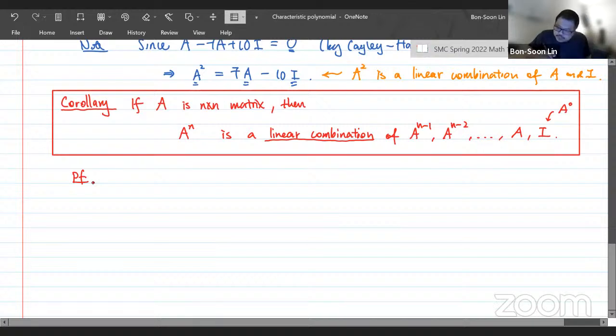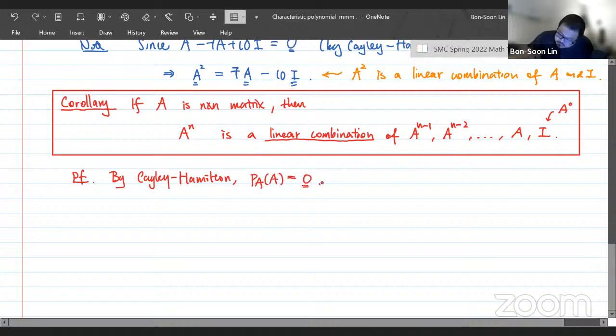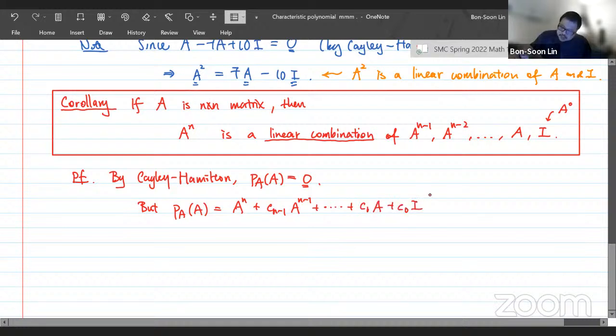Okay. If we believe Cayley-Hamilton, PA of A is equal to the 0 matrix. But PA of A is equal to A to the nth power plus some coefficients. So we don't know what the coefficients are. So let's say Cn minus 1, A to the n minus 1, plus and so on, plus C1A plus C0I, like that, right? Now, it's very important to know that this leading term, the coefficient is always 1, right? That is a property of the characteristic polynomial.